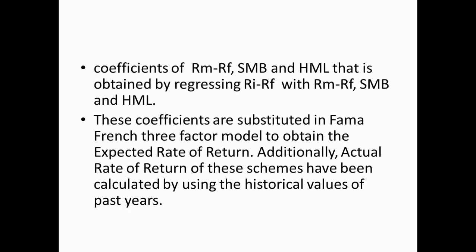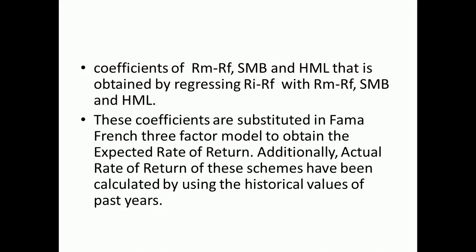In order to do Fama French, we have to calculate the coefficient of market return minus risk-free rate of return, the coefficient of SMB and the coefficient of HML. These can be obtained by regressing the return on funds minus the risk-free rate of return on RM minus RF, SMB and HML. These coefficients are substituted in the Fama French three-factor model to obtain the expected rate of return. Additionally, the actual rate of return of these schemes has been calculated using the historical values of the past years.